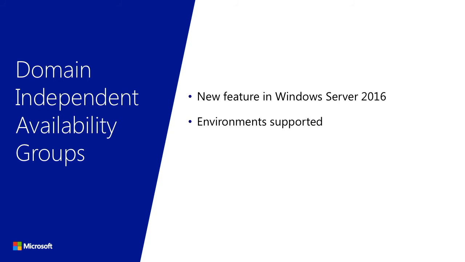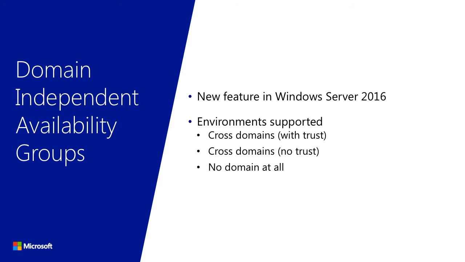And this in turn opens up all those environments to availability groups. So now we have domain-independent availability groups, which means you can set up your availability group in the classic scenario where all the machines are in the same domain. You can have cross-domain availability groups with or without trust. And you can even have availability groups set up in infrastructure where there is no domain at all.